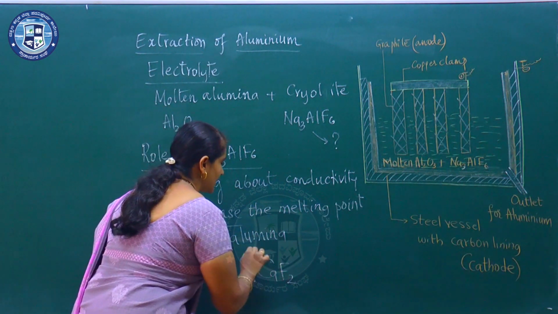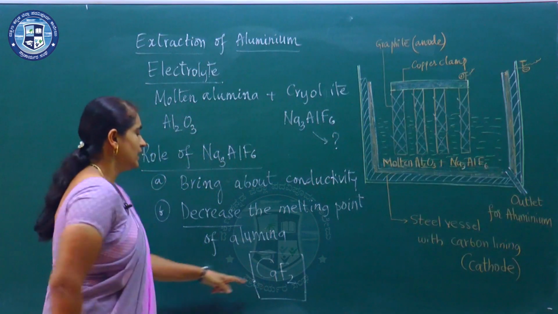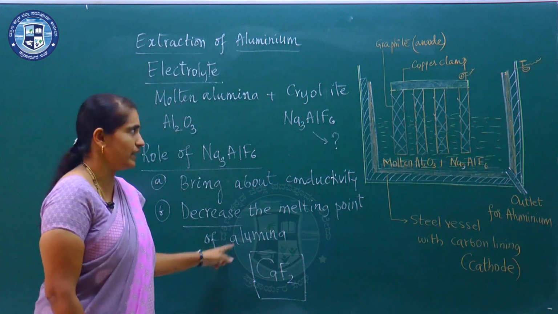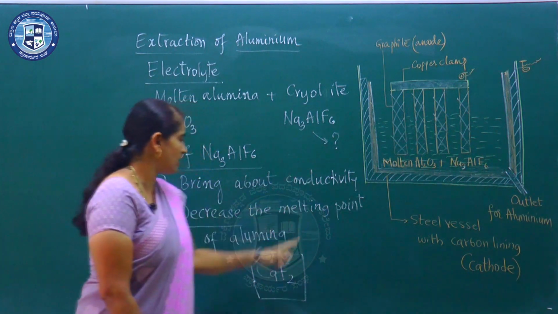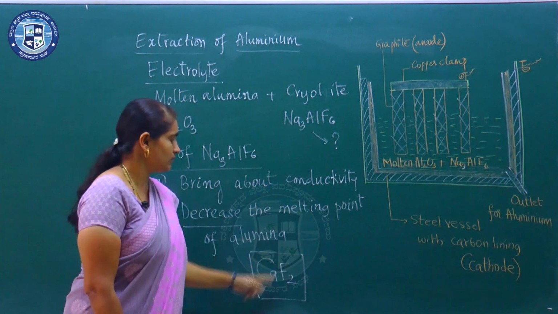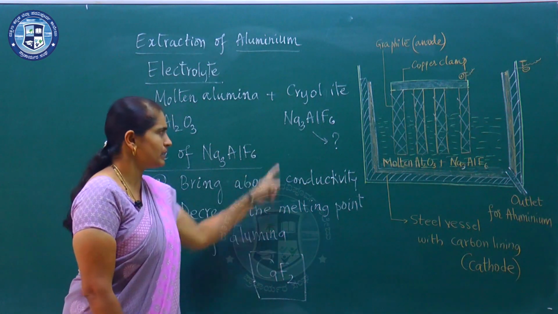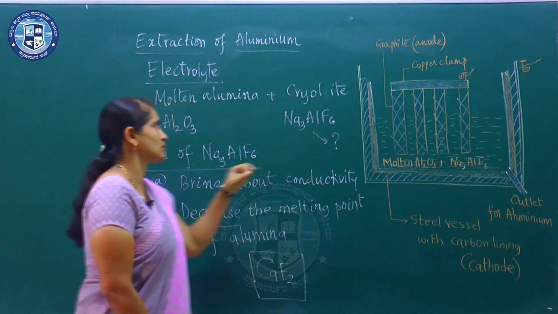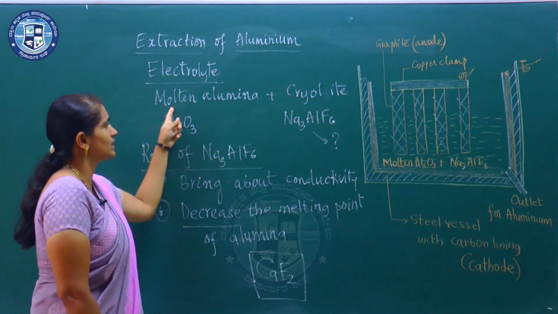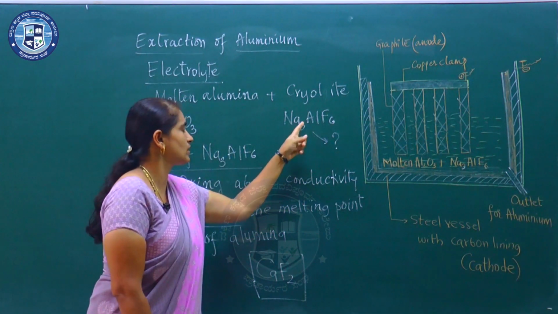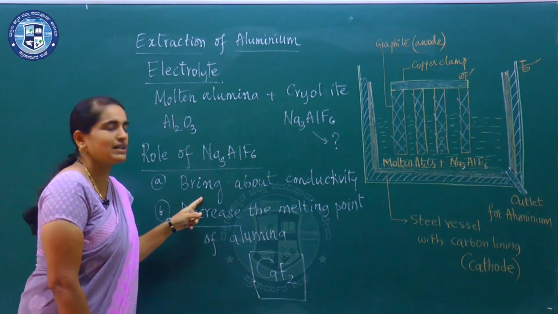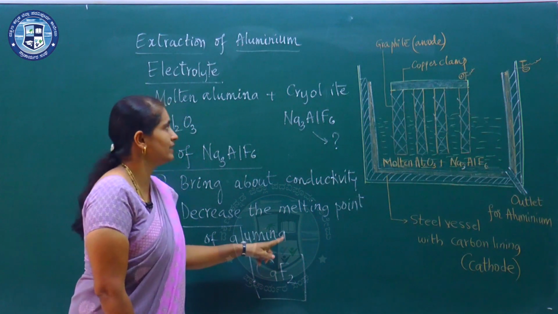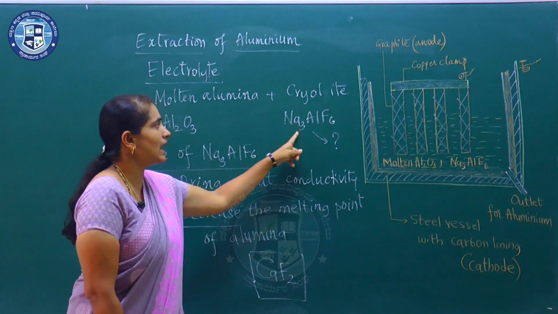Students, it is not only cryolite, you can even add a few amounts of CaF2. Calcium fluoride can also be added in order to bring about the conductivity or to decrease the melting point of alumina. Either you can add this cryolite or you can add this CaF2. Any one you can add, and generally cryolite is used. So this is our electrolyte. We take molten alumina along with cryolite. The role of cryolite is to bring about the conductivity as well as decrease the melting point of alumina.